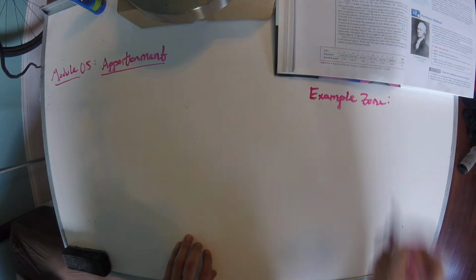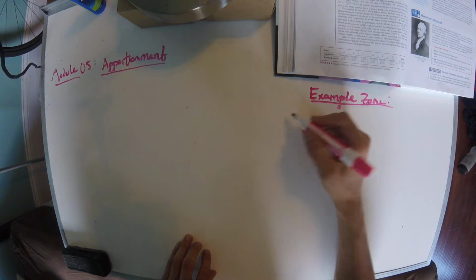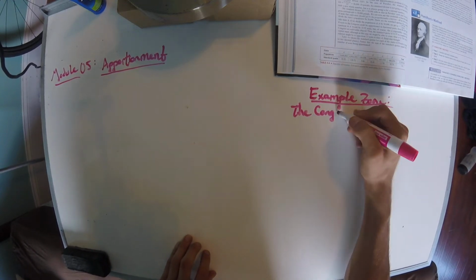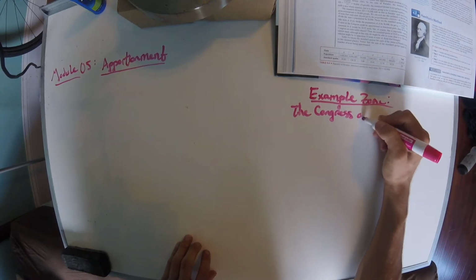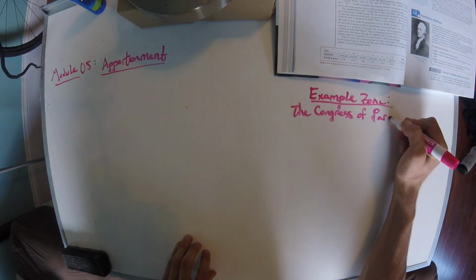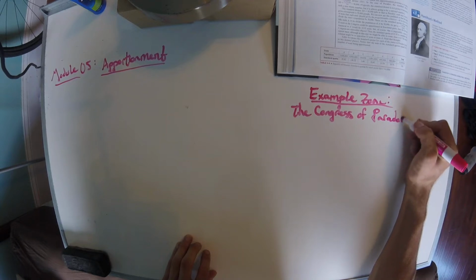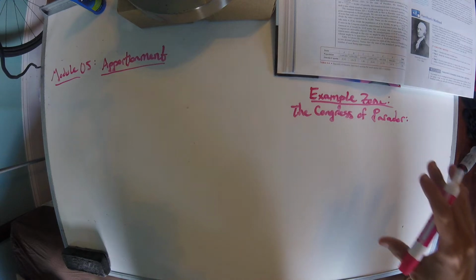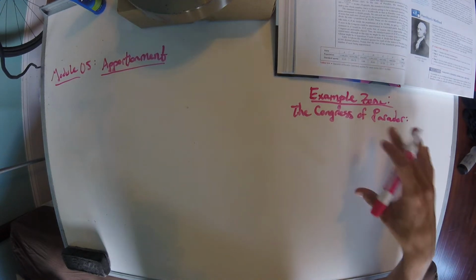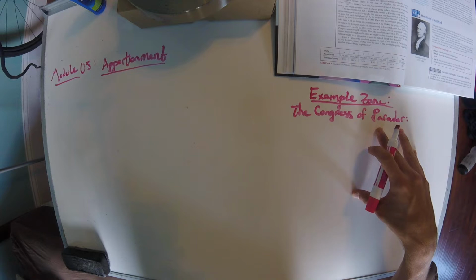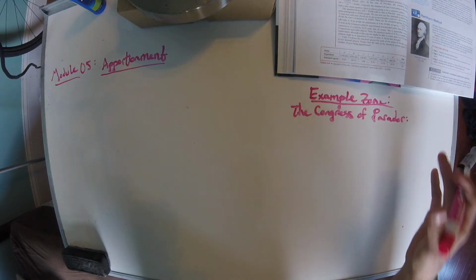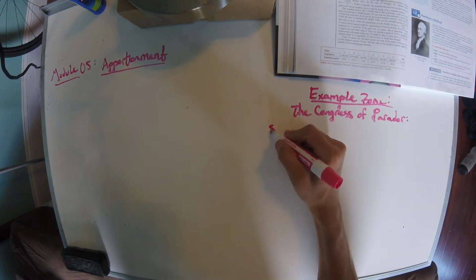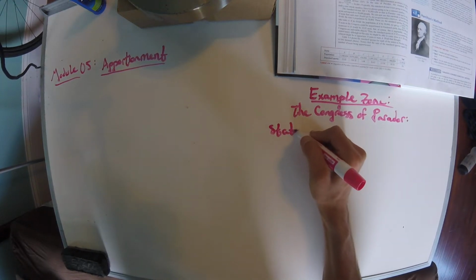And right now, for our example, we have the Congress of Parador. Okay, so this is an example where Parador is a small republic located in Central America somewhere, and it consists of 6 states. And so I'm just going to start off a table.